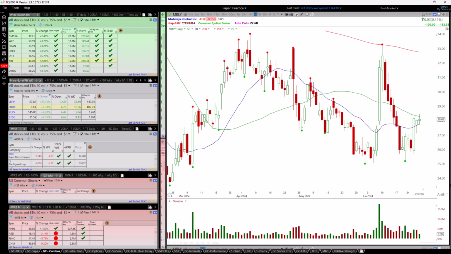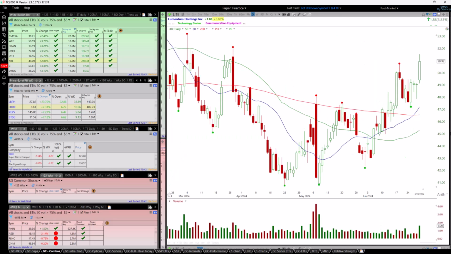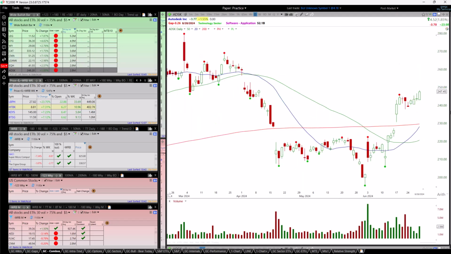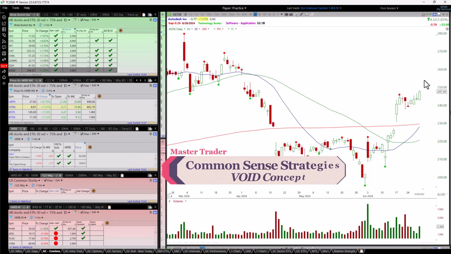Looking for another one here. LITE. Wide range bar. Look at the volume. It already tested this resistance. That looks like it should be able to go higher. ADSK. Another wide range bar, range expansion, and this one has a greater void area up above where it can move up. Should be able to move up 10 points or so.